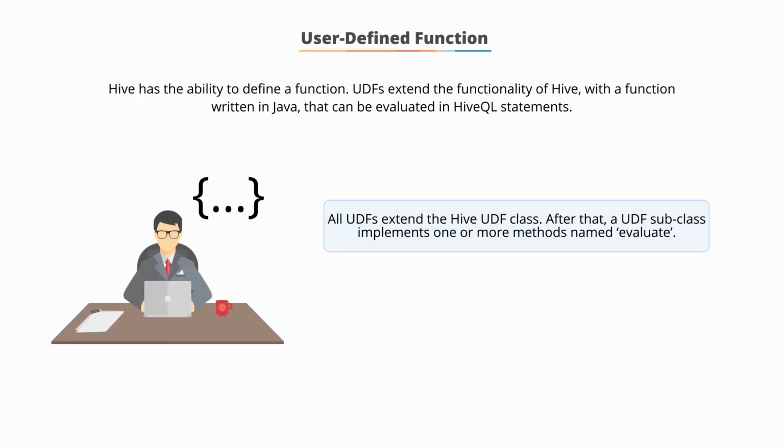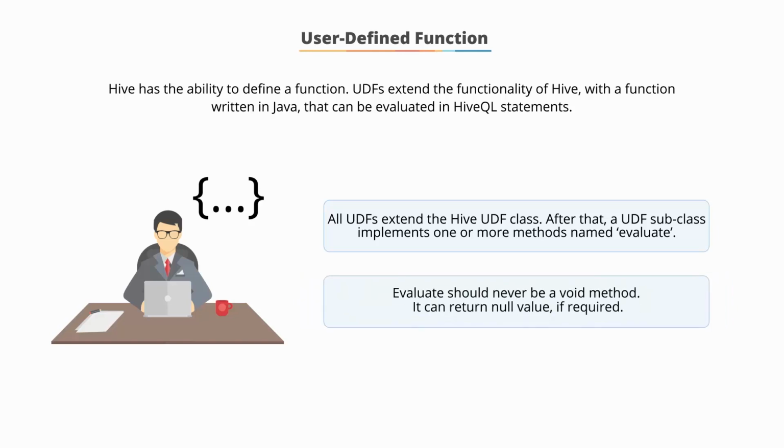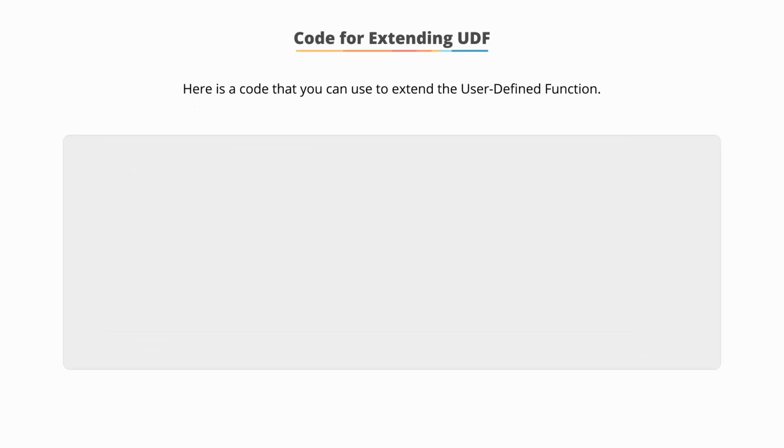After that, a UDF subclass then needs to implement one or more methods named evaluate, which will be called automatically by Hive. Evaluate should therefore never be a void method. However, it can return a null if required. Code for extending UDF. Here is some code that you can use to extend the user-defined function.